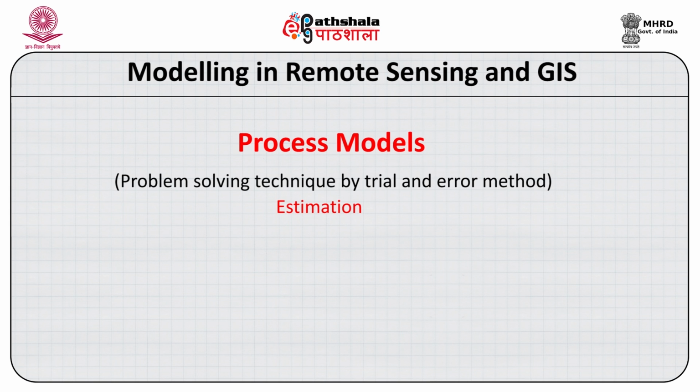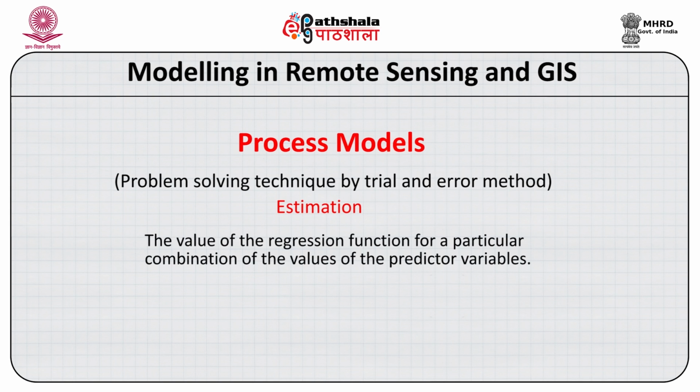So what is estimation? The goal of estimation is to determine the value of the regression function for a particular combination of the values of the predictor variables. Regression function values can be estimated for any combination of predictor variable values, including values for which no data have been measured or observed. Function values estimated for points within the observed space for predictor variable values are sometimes called interpolation. Estimation of regression function values for points outside the observed space for predictor variables is called extrapolation.